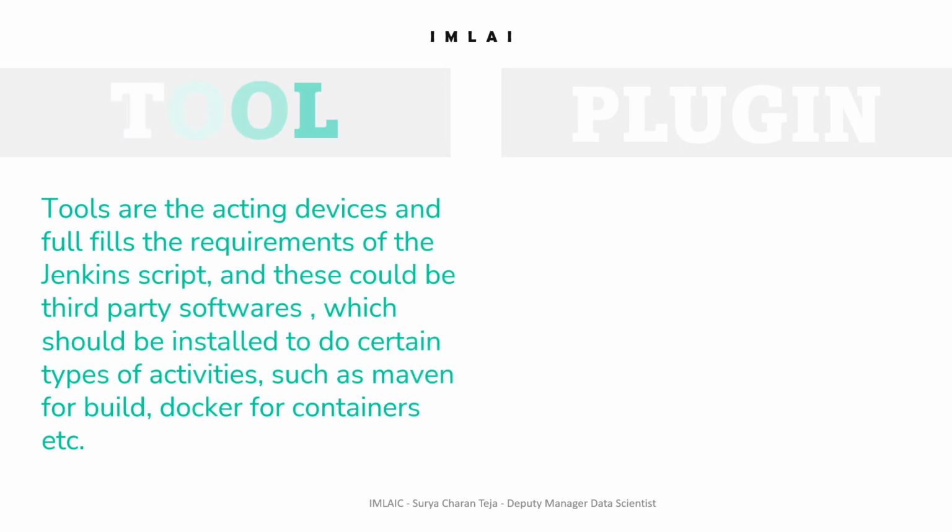So tools are the acting devices, and they fulfill the requirements of the Jenkins script. And this could be third party software which should be installed to do certain types of activities such as Maven for build, Docker for containers, etc. So tools are normally third party software, where we install those softwares either in some other server or inside the server where Jenkins is installed.